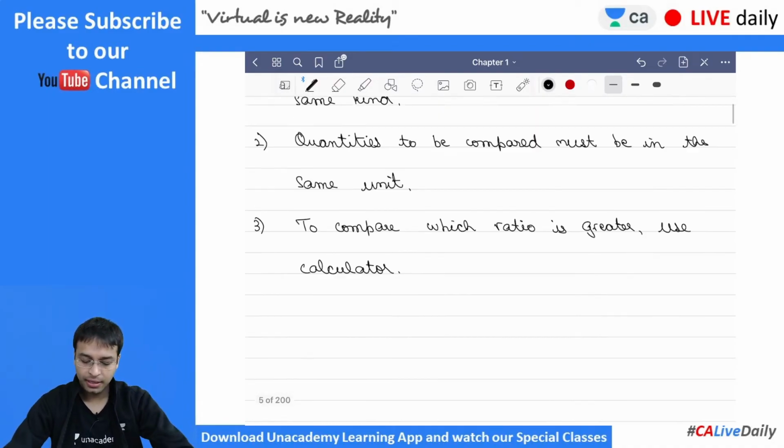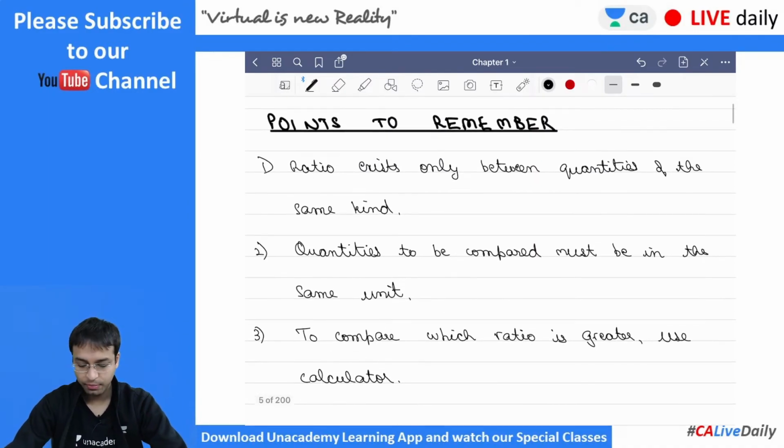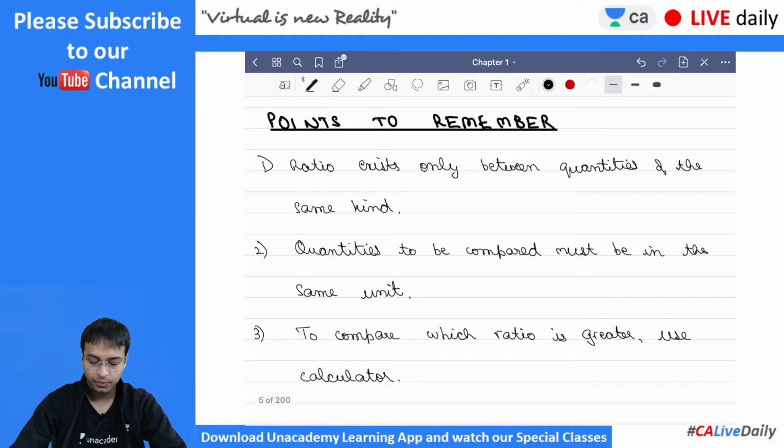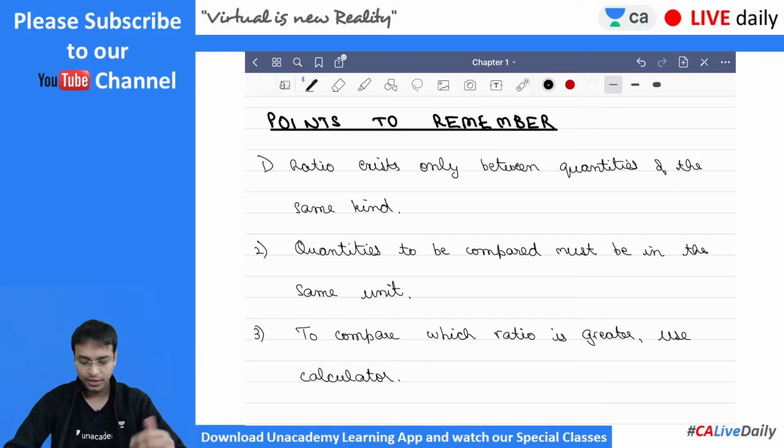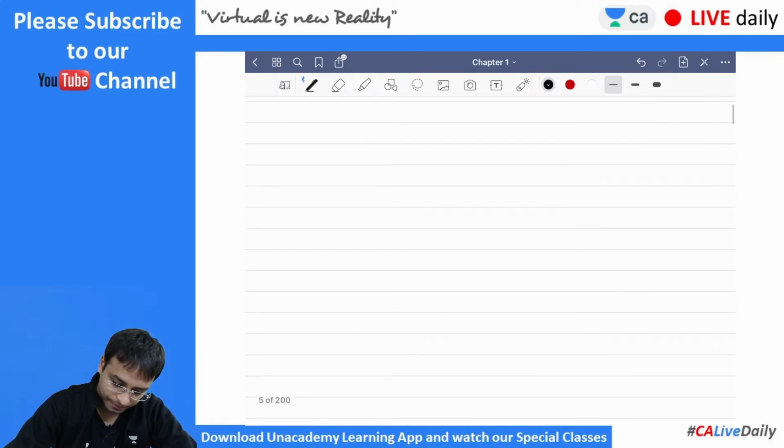Now I'll give you some questions. I hope you have written all these 3 points. First point is ratio exists only between quantities of the same kind. Second point is quantities to be compared must be in the same unit. And the third point is to compare which ratio is greater, use calculator. Now I'm going to give you some questions based on these 3 points.